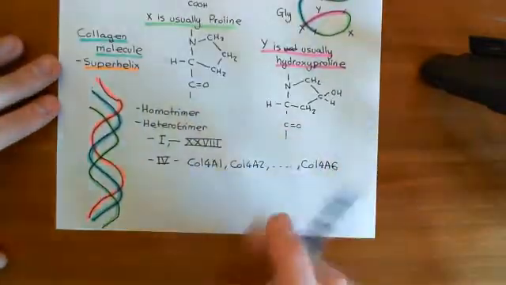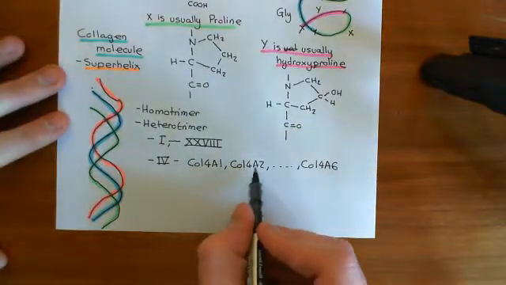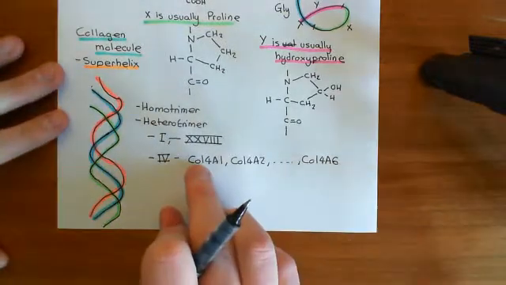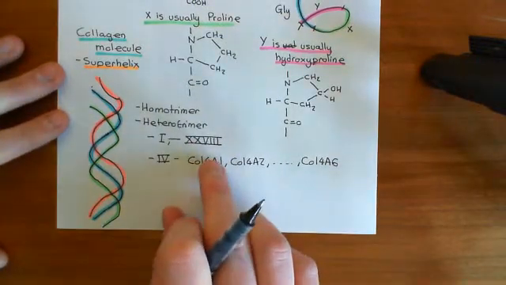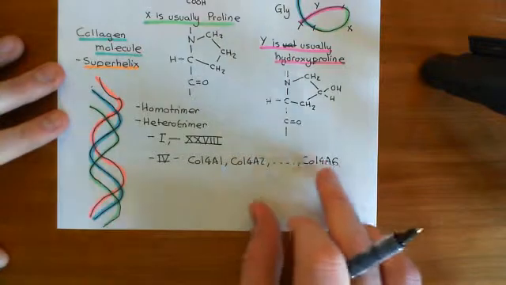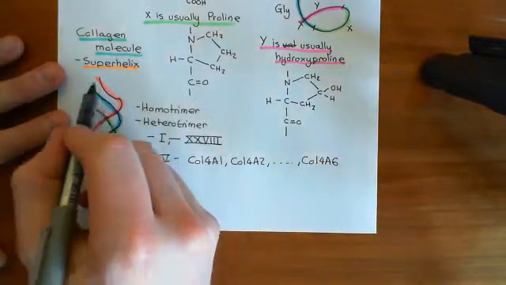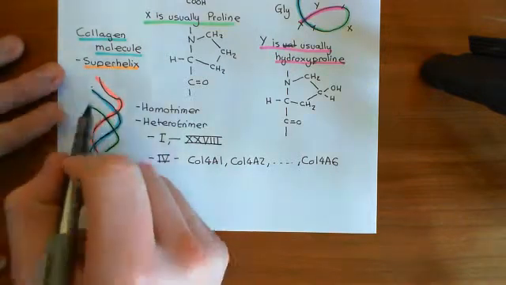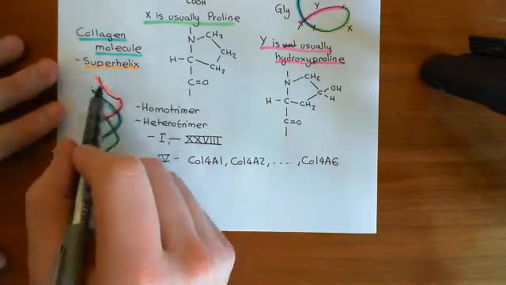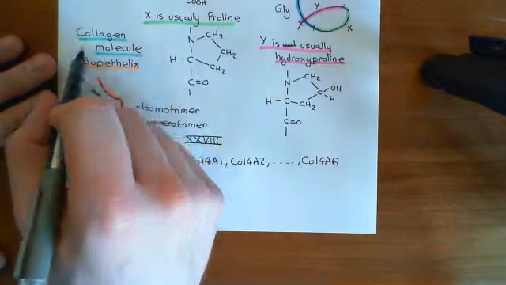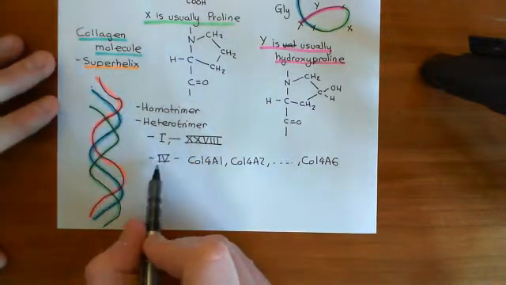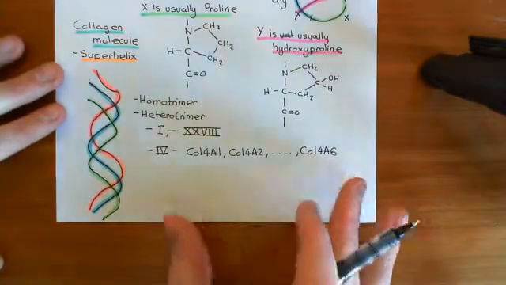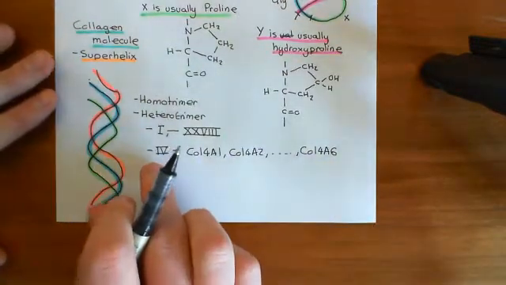6 of these are collagen 4A1, collagen 4A2, all the way up to collagen 4A6. If you use proteins made by these 6 genes in your 3 sockets, for the 3 collagen alpha chains that make up your superhelix, then your superhelix, your collagen molecule, will be known as a collagen type 4 molecule.